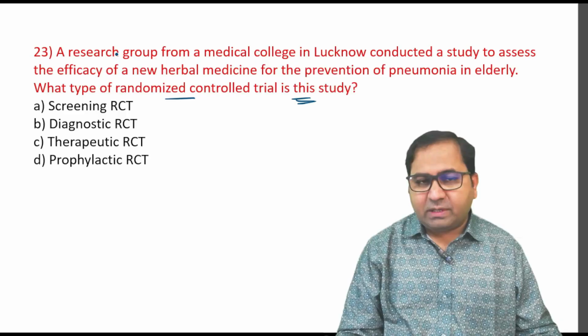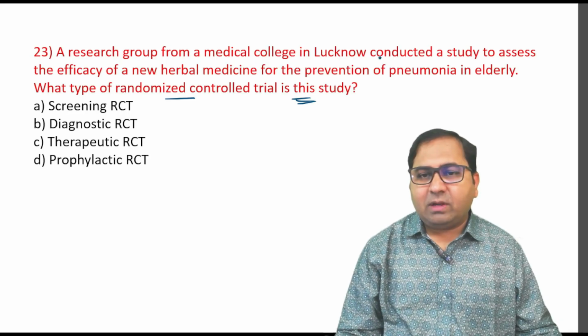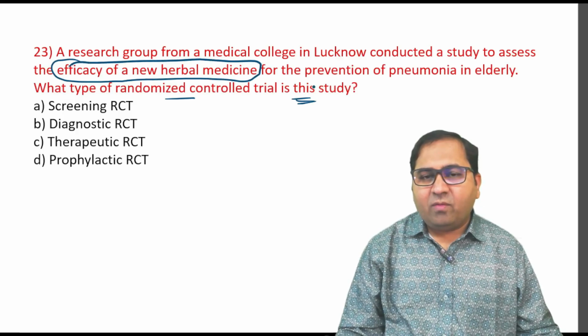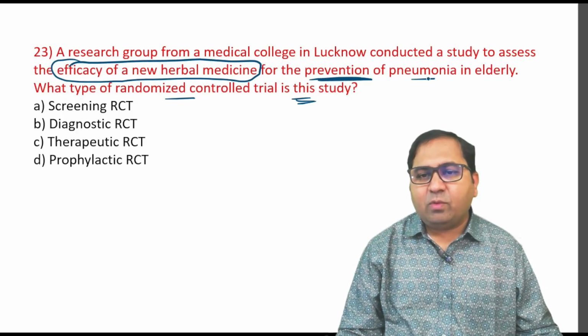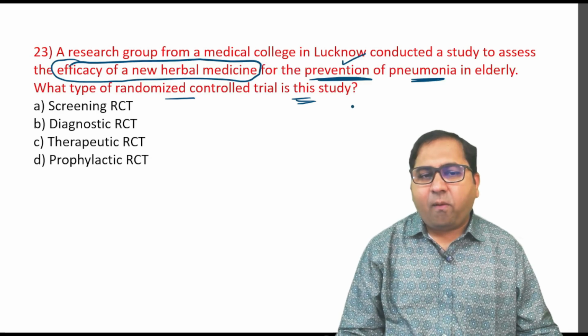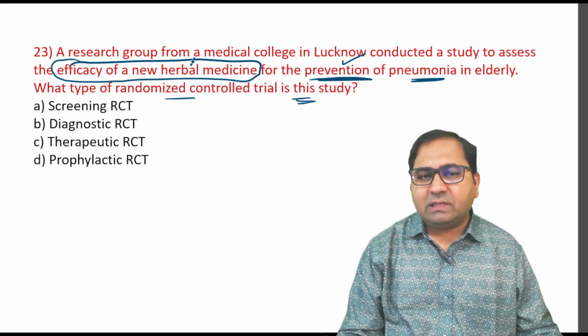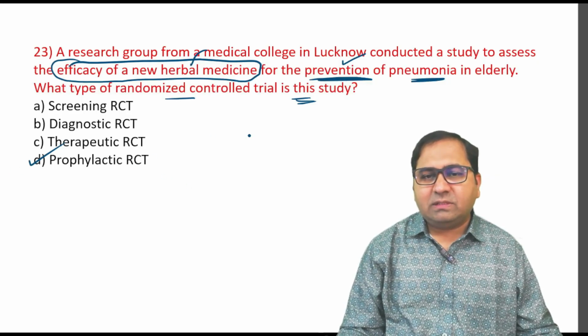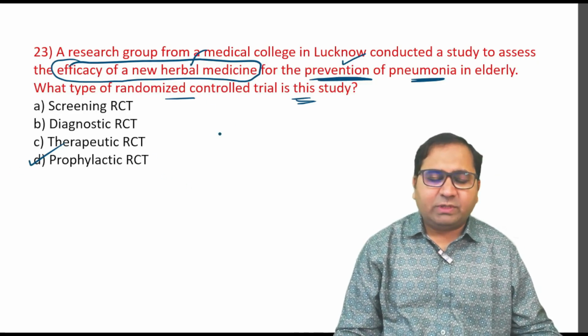Once again, we will see the question. A research group from a medical college in Lucknow conducted a study to assess the efficacy of a new herbal medicine for the prevention of pneumonia. So you are preventing something. So how do you prevent this? By prophylactically giving them this medication. So this is a prophylactic RCT. Please remember this point. This is how you have to solve this type of question.